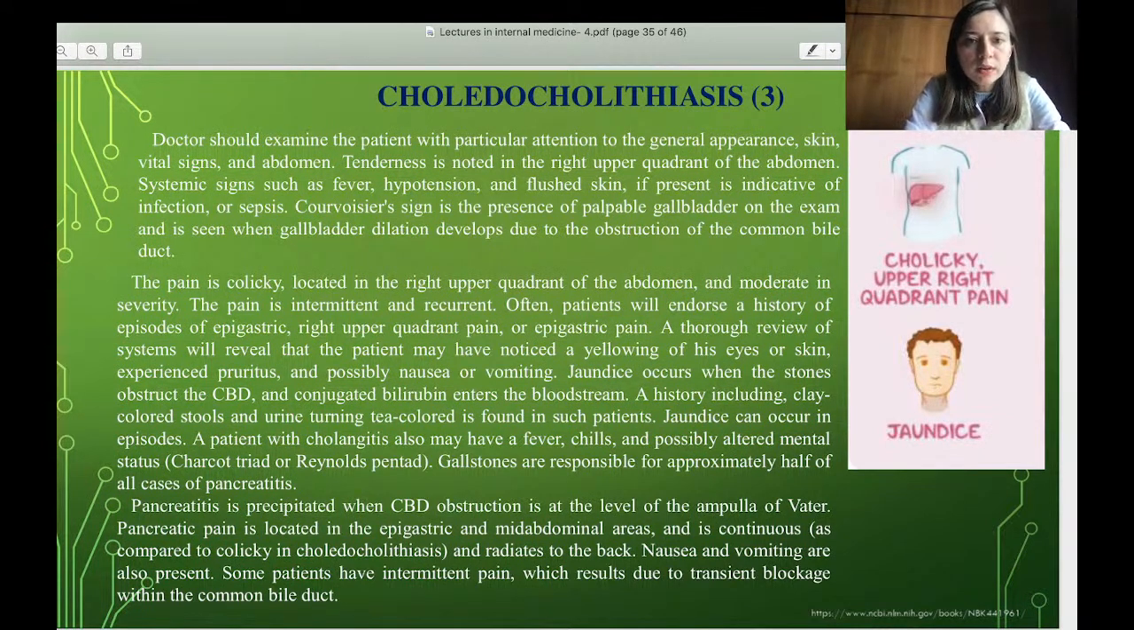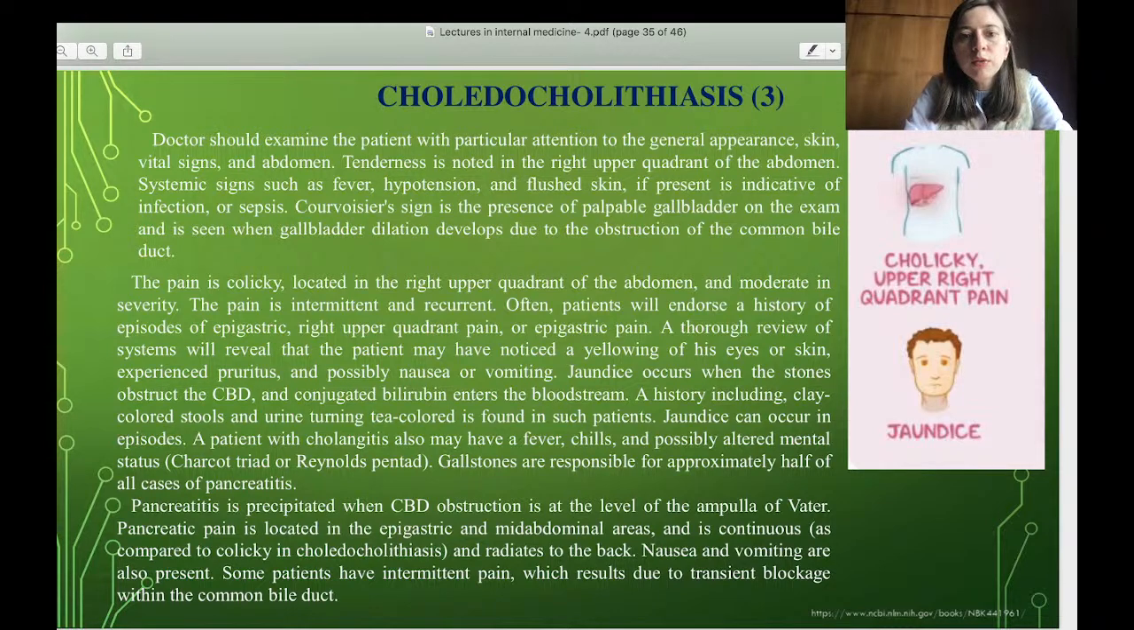Jaundice occurs when the stones obstruct the common bile duct and conjugated bilirubin enters the bloodstream. A history of clay-colored stools and urine turning tea-colored is found in such patients. Jaundice can occur in episodes. A patient with cholangitis also may have a fever, chills, and possible altered mental status.